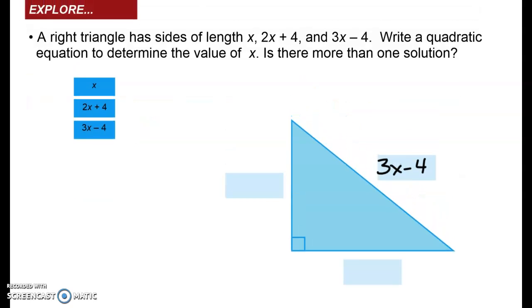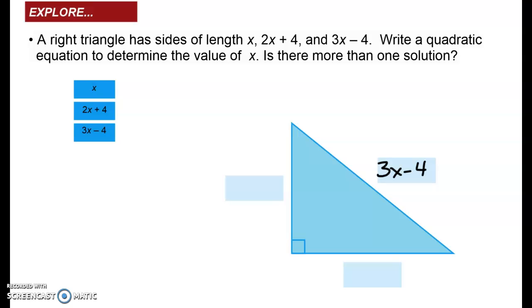Okay, let's have a look at this first example. It says a right triangle has sides of length x, the second side is 2x plus 4, and the third side is 3x minus 4. We are supposed to write a quadratic equation to determine the value of x. And is there more than one solution?